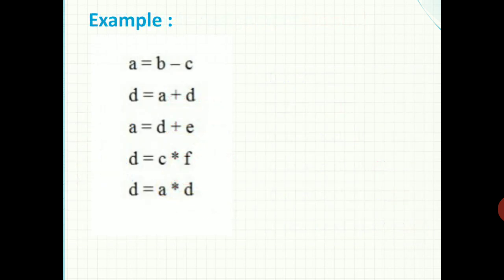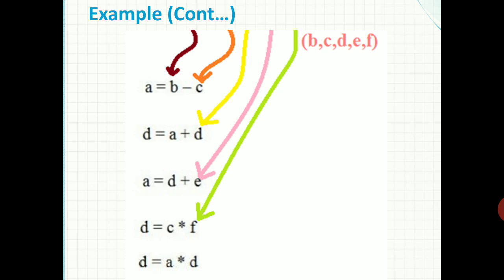Come to the next example, that is a equal to b minus c, d equal to a plus d, and a equal to d plus e, d equal to e star f, then d equal to a star d. There are totally 6 variables, that is a, b, c, d, e, f. Out of the 6 variables, b, c, d, e, f already have some meaning or assignment. That is, before this set of statements, b, c, d, e, f already have some meaning.